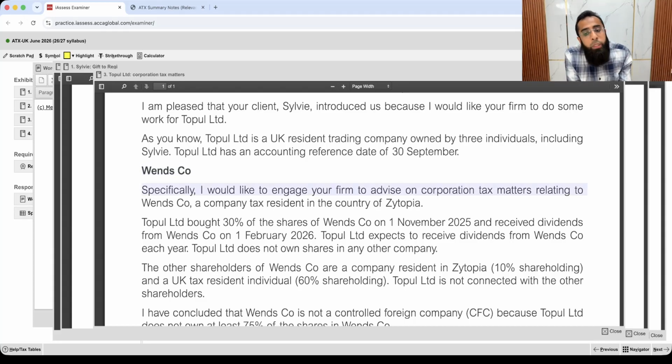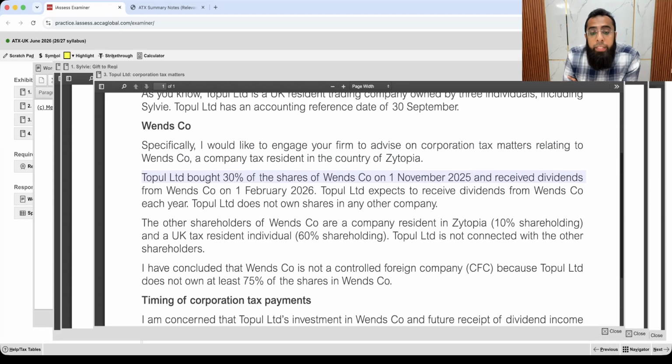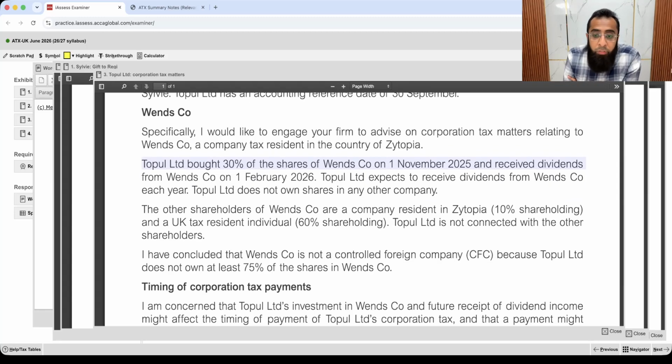Specifically, I would like to engage your firm to advise on corporate tax matters relating to Vents company, a company resident in the country of Zetopia. Topul Limited bought 30% of the shares of Vents company on 1st November 25. It receives dividend from Vents company on 1st February 2016.